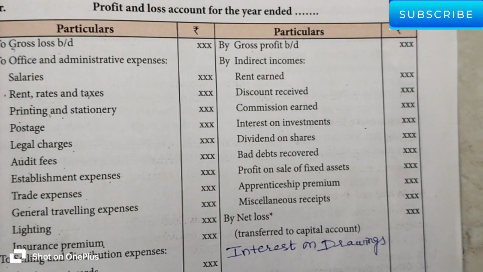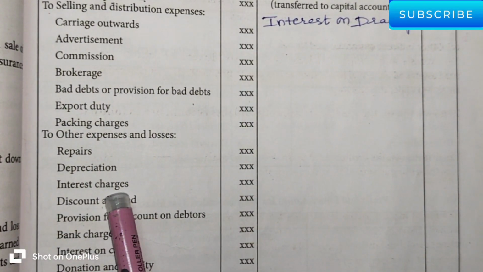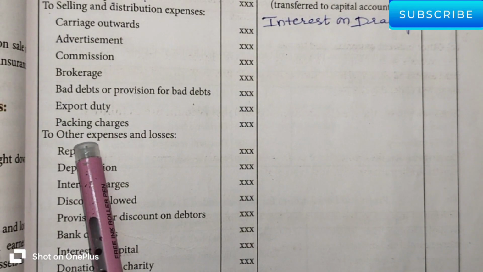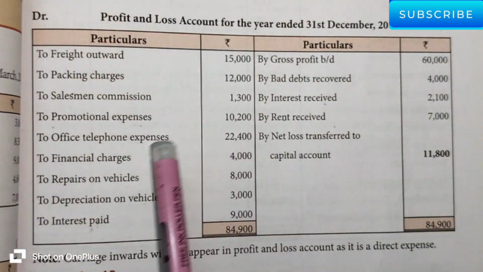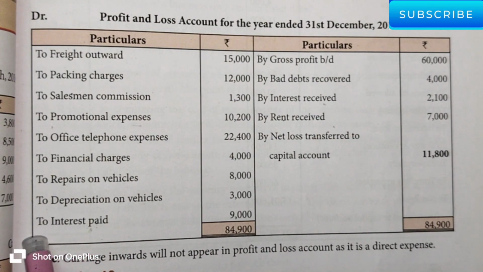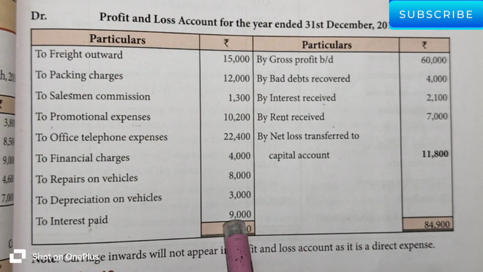As per the format of the profit and loss account, interest paid is an interest charge that comes under the heading of other expenses and losses of the profit and loss account. So you have to write on the debit side of the profit and loss account: To interest paid, 9,000 rupees.